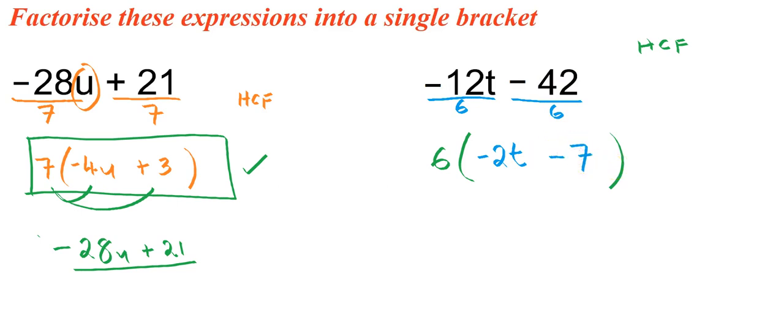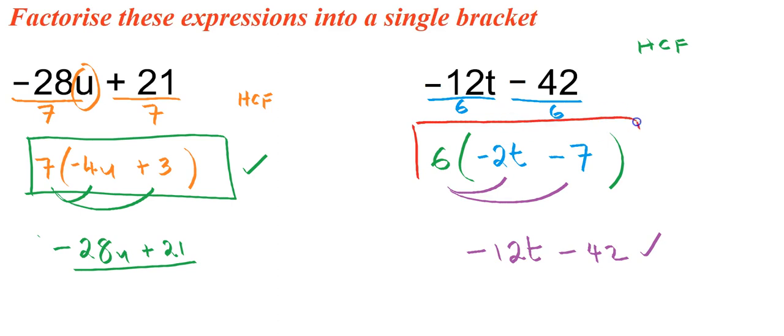Now we just want to check to make sure we're correct. So 6 times negative 2t is negative 12t. And then 6 times negative 7 is negative 42. And that is indeed what we started with. Therefore, for sure, this is the correct solution.